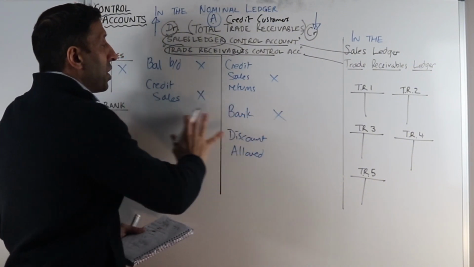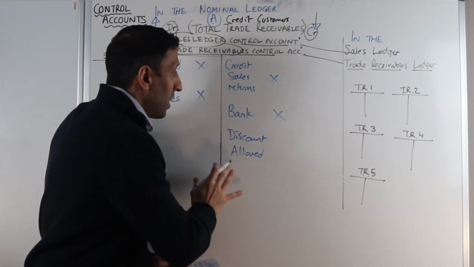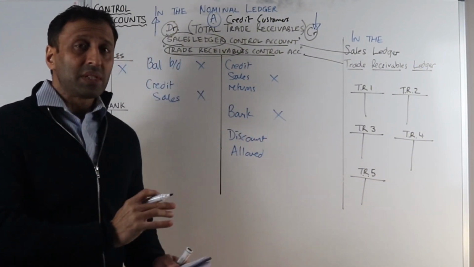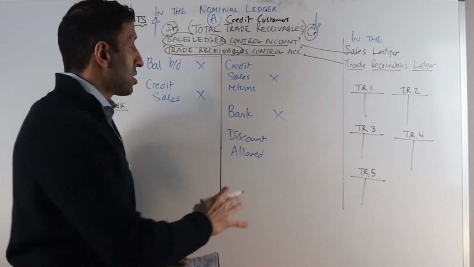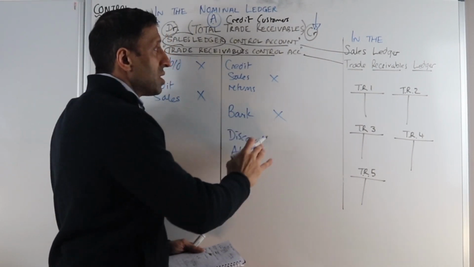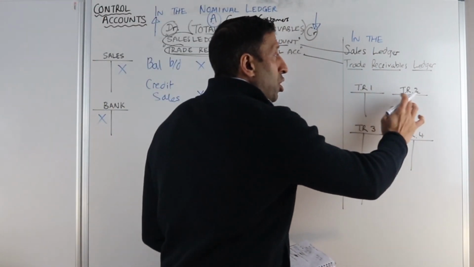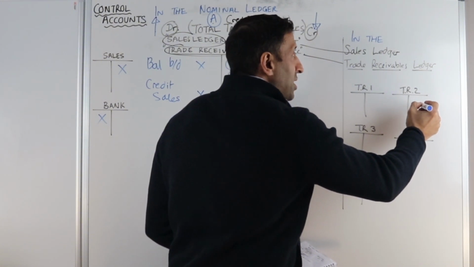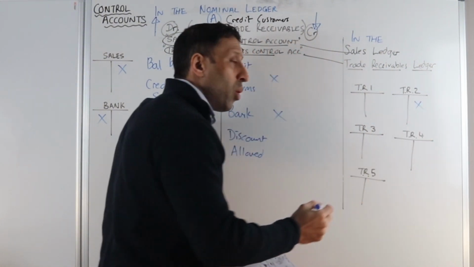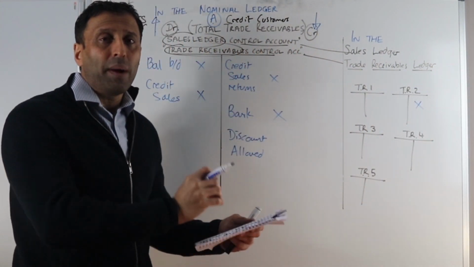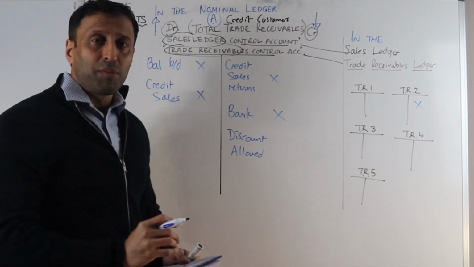Now, when we do this for our trade receivables, if one of the trade receivables, let's say trade receivable number 2, makes a payment to us, we would obviously credit the receivables account, but trade receivable 2 in the sales ledger or trade receivables ledger, we would also credit that to keep account of how much that particular trade receivable now owes us.